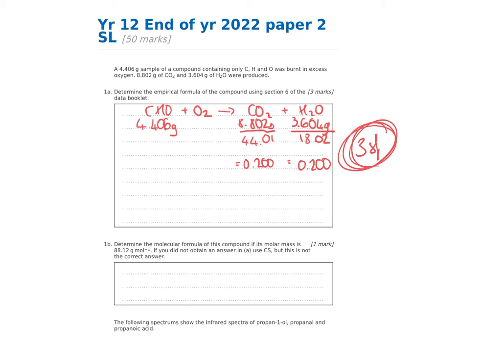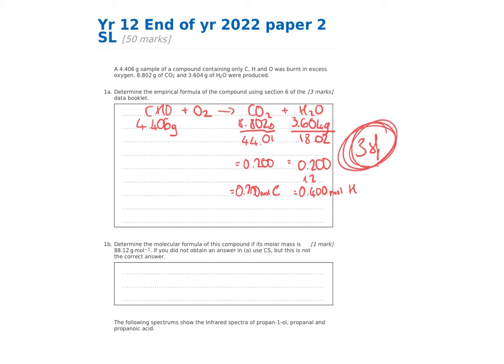Now, that means for every mole of CO2, we have 1 mole of carbon. So that means that we have 0.200 moles of carbon. However, 1 mole of water is 2 moles of H, or hydrogen. So we're going to have to times this one by 2. So we have 0.400 moles of hydrogen. So now we have our molar ratio of carbon and hydrogen, and we can work out our mass of just the carbon and just the hydrogen.